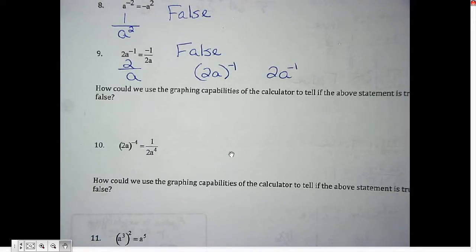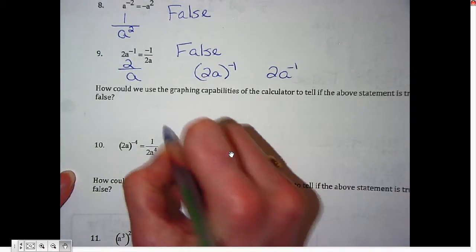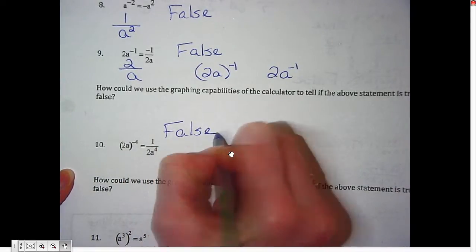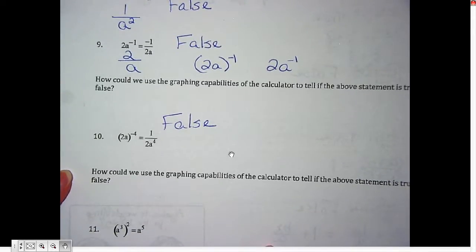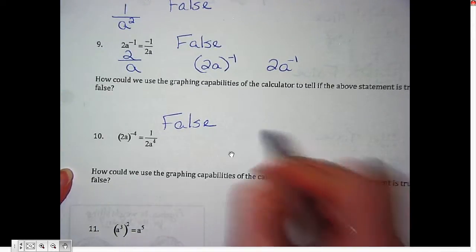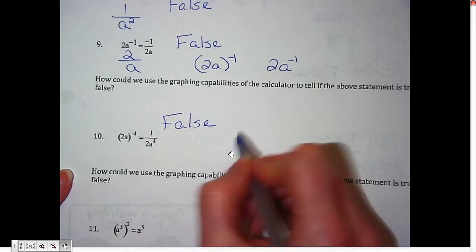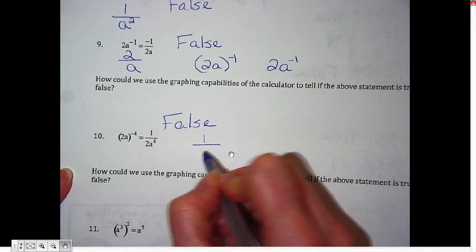Hannah, what do you think for number 10? I said it was false. Why is this false? Do you know how it would look if we corrected it? The -4 goes to both the 2 and the a, so it should be 1/16a.